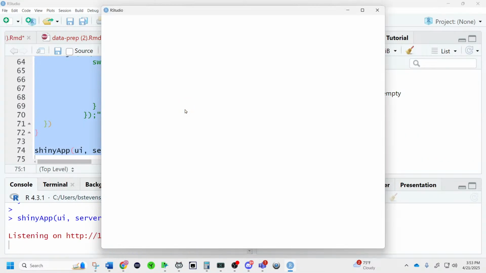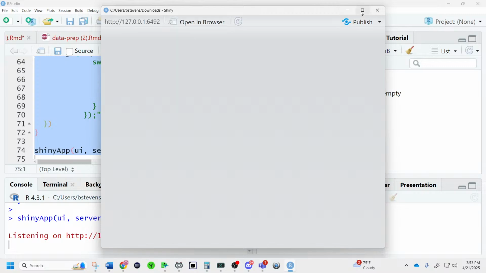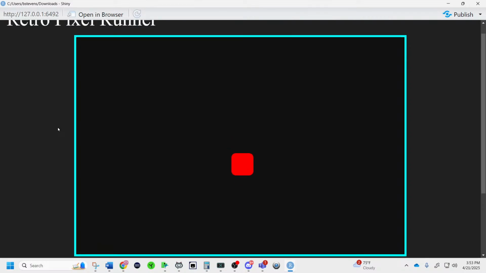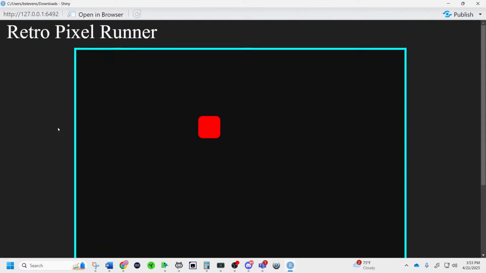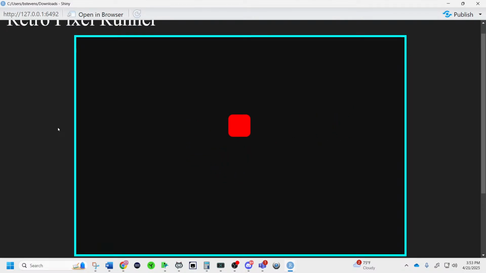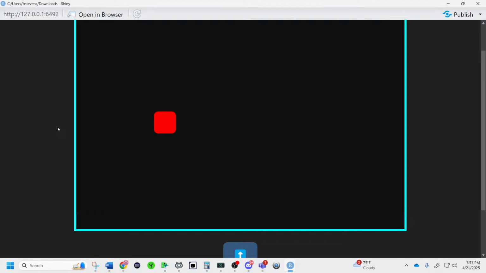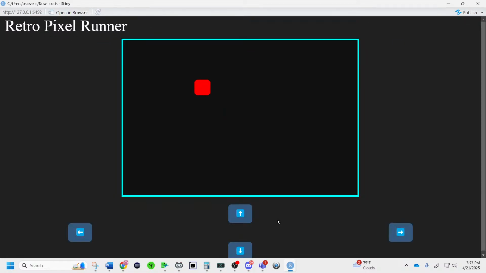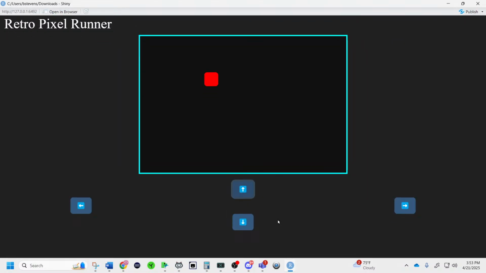What did we get? Okay. It's gonna load. Retro Pixel Runner. What? It actually works. What in the world? Look at that. What's the button do at the bottom? Oh, it's got the controls. What? We just made this in seconds.